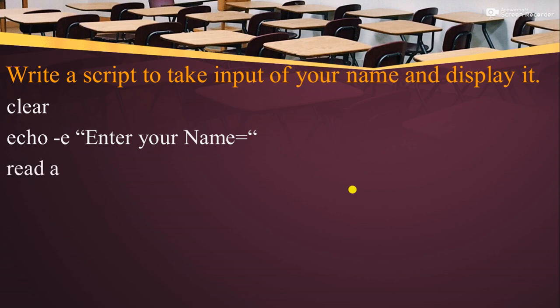Next, read space a. Over here read is also a command. The read command is used to take input at the time of output, and a is a variable. You can take any variable, suppose a, b, c, x, y, z, m, n, o, but over here for the example I have taken the variable a to store the name which is input at execution time. So over here echo space -e space in double inverted commas, your name is $a.